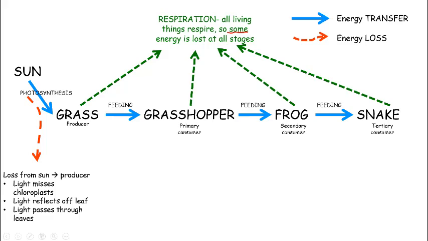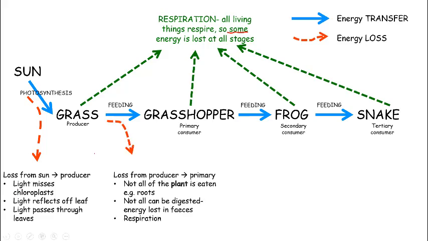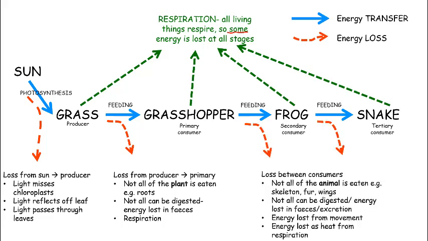Now, as well as that, we've got losses of energy between the sun and the grass. So remember we said this process was very inefficient. There's energy losses from the sun to the producer because the light misses the chloroplasts, some light reflects off the leaf and some light passes through the leaves. We have energy losses from the producer to the primary consumer because not all of the plant is eaten, for example, the roots and the bark. Not all of the plant can be digested, for example, the cellulose, so energy is lost in feces. And again, respiration takes place, so some energy is lost in that.